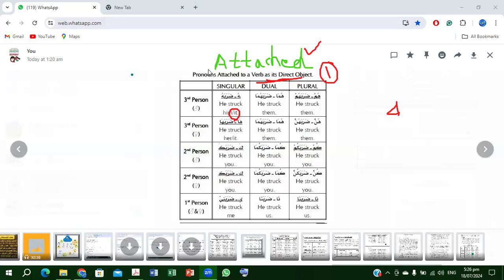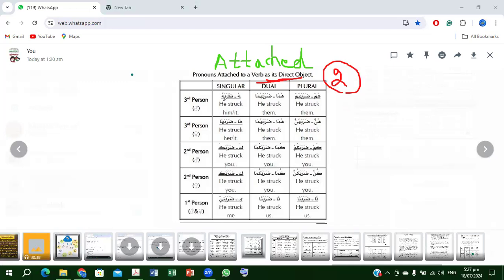Pronouns attached to a verb as its direct object. Okay, yes. So now this is the second case we are studying. They are attached, but not to a noun. Before they were attached to a noun, right? Now they are attached to a verb. If they are attached to a verb, they become its direct object. This is the second case of attached pronoun. The pronouns are exactly the same, but why are they different? Because they are attached now to a verb.